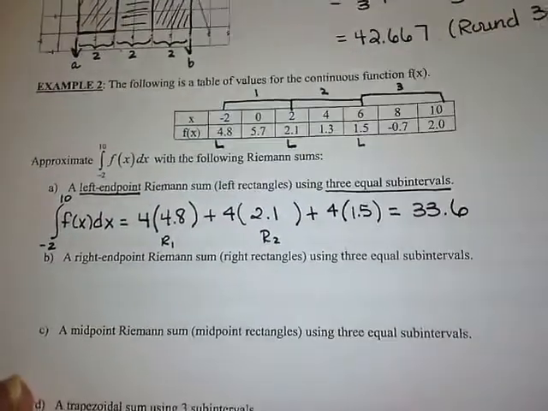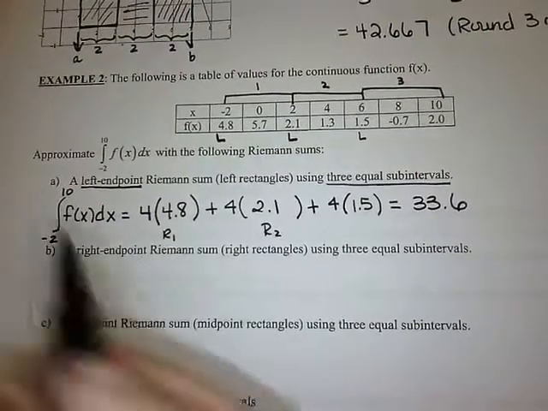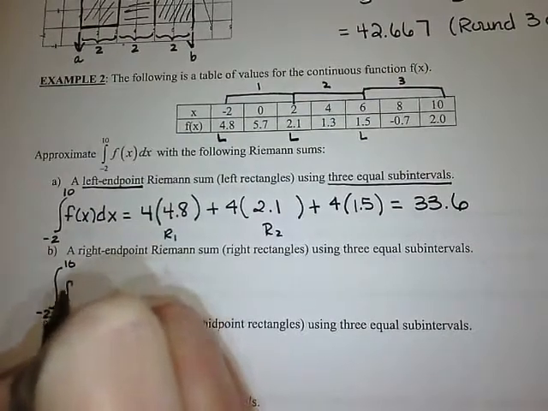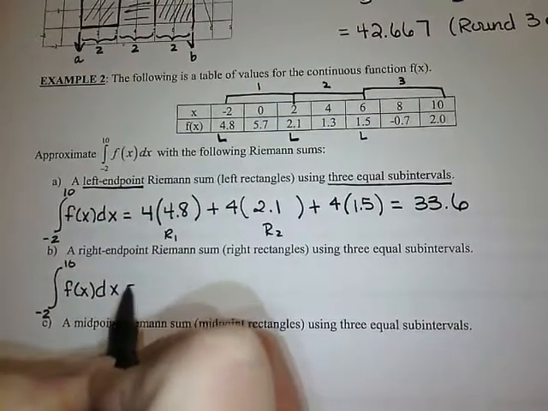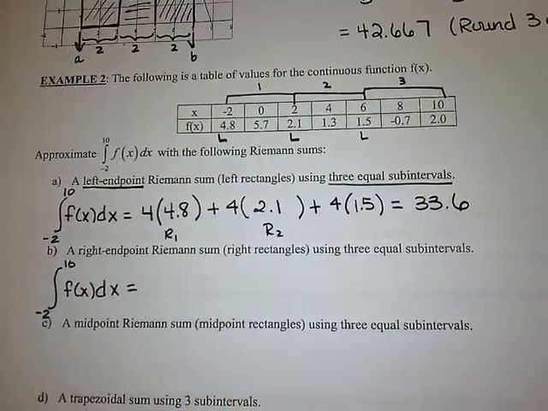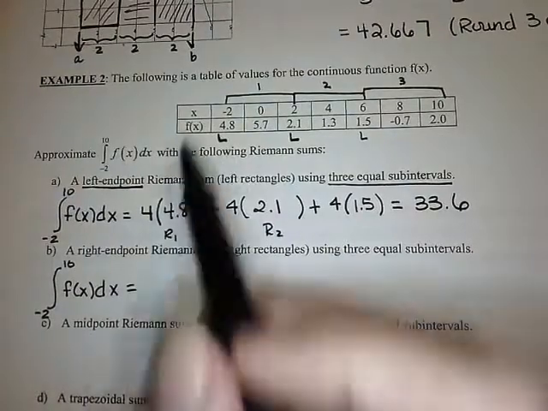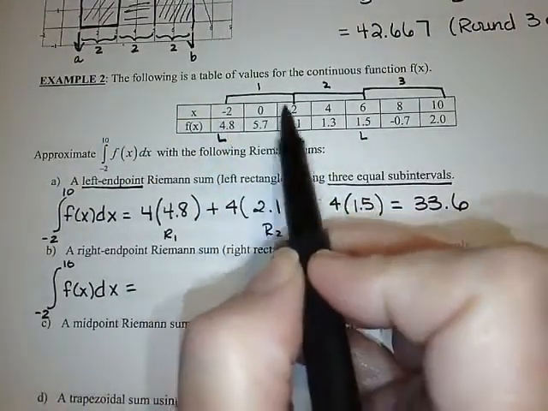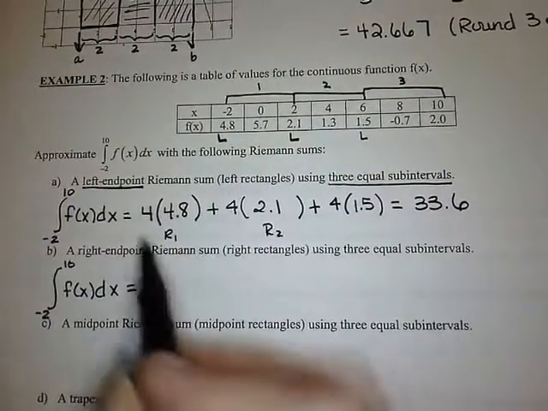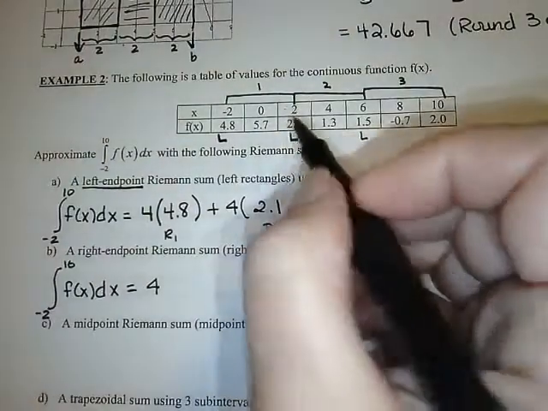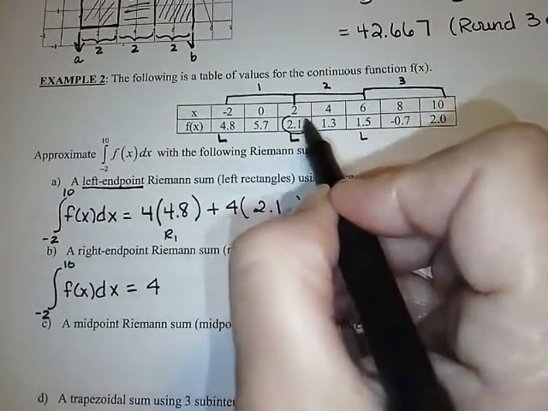Part B. So part B, we're going to do a right Riemann sum. Okay, so right Riemann sum, still the same notation, integral from -2 to 10 of f of x dx. So I am still using 3 subintervals. My intervals are going to be equal. And so my rectangle is still going to be a width or a base of 4. So I'm going to do 4. But this time I'm going to connect to f of x on the right-hand side of my rectangle. Okay, so that means that I'm going to use this value right here to start with.